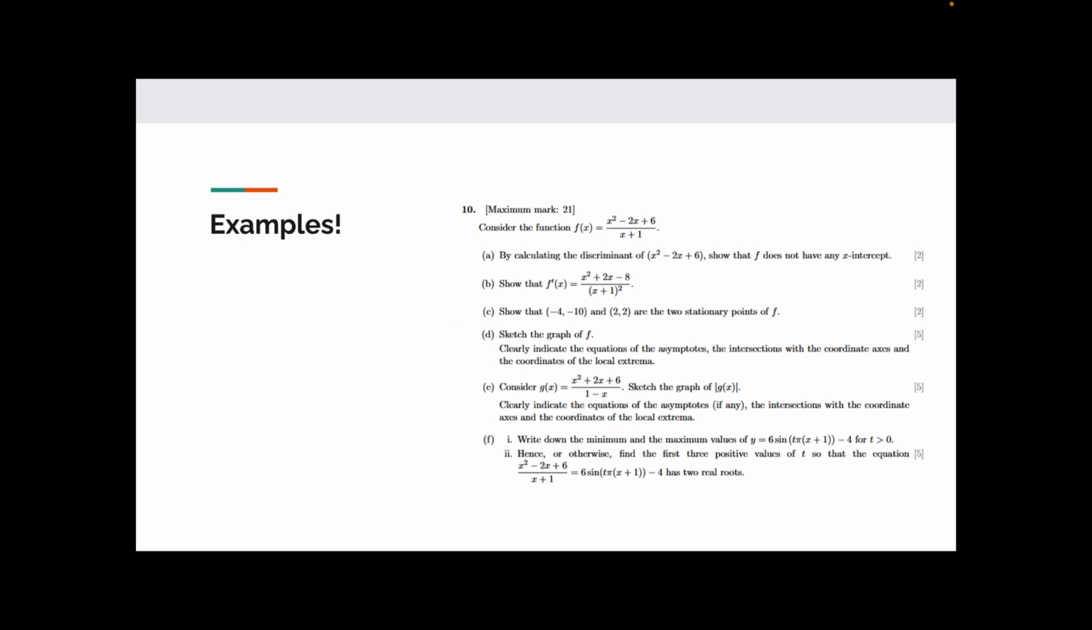Part B is a simple derivative. Now, I can just tell them to find f prime without giving them the actual function. I can do that. It's totally fair.